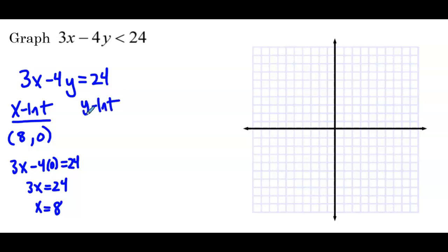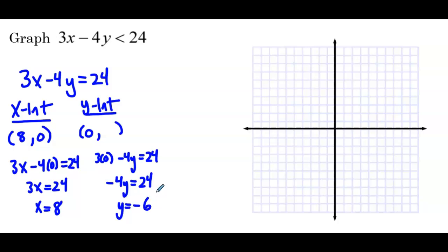And the y-intercept is the point whose x-coordinate is 0. So we'd have 3 times 0 minus 4y equals 24. So negative 4y equals 24, y equals negative 6. Okay, so we'll plot those 2 points, 8, 0, and 0, negative 6.